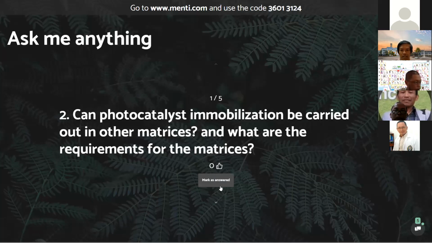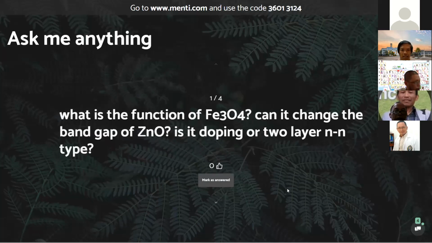The next question is about the function of magnetite. As you can see just now, we have seen the result of the magnetic measurement, right? So the function of this iron oxide here, as I mentioned earlier, is to allow us to have the magnetic characteristics only. Of course, we have not gone into more detail, such as whether it changes the band gap of the zinc oxide, and whether it produces one layer or two layers.